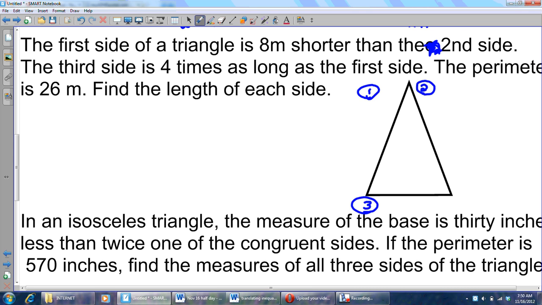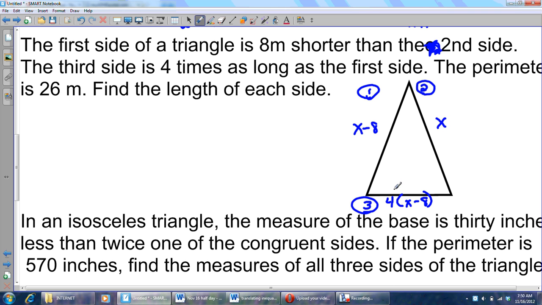Okay, so I'm going to call the second side x. Now, the first side is 8 meters shorter than the second side, so that makes it x minus 8. The third side is 4 times as long as the first side. So that's going to be 4 times the entire first side, which is this. Hopefully you're thinking distribution. The perimeter is 26.